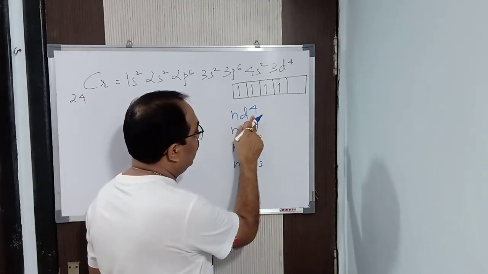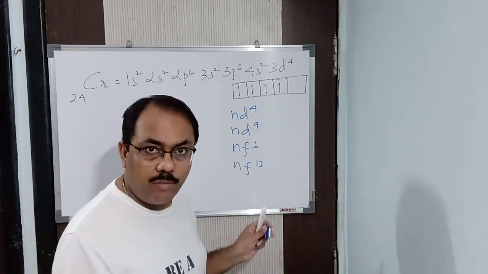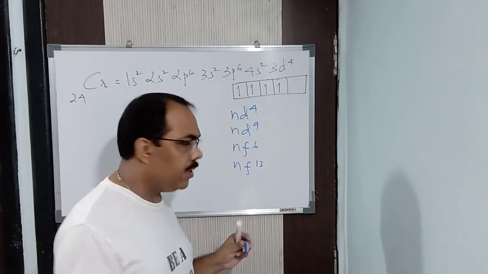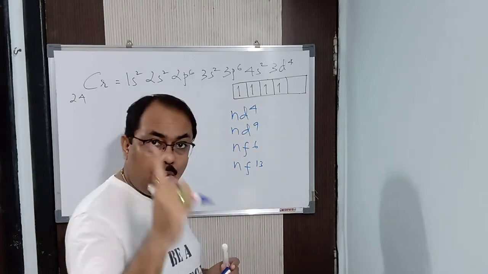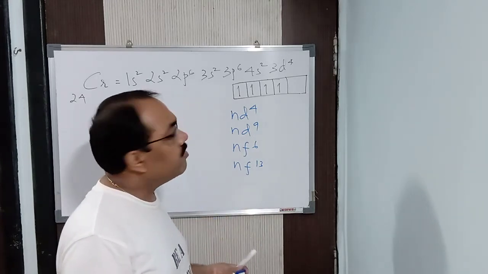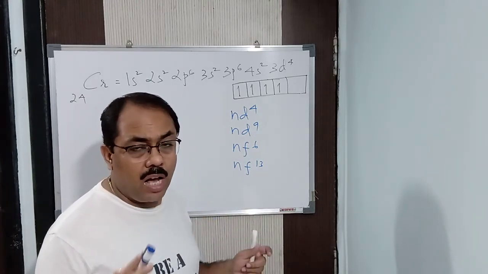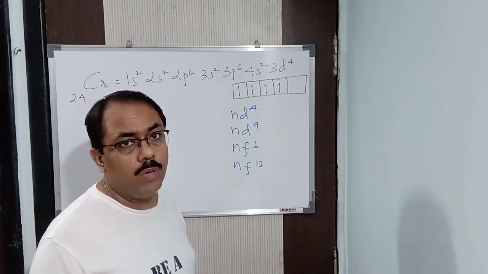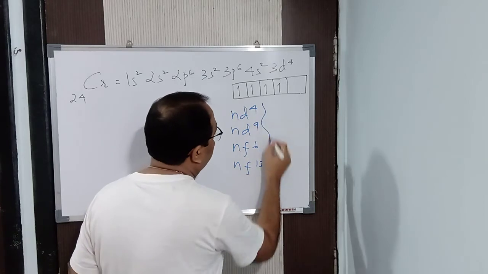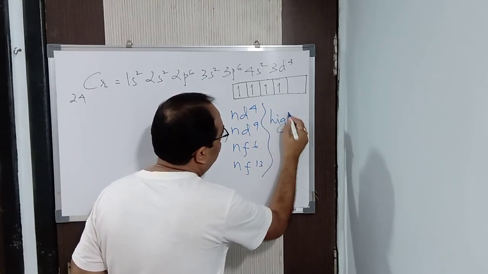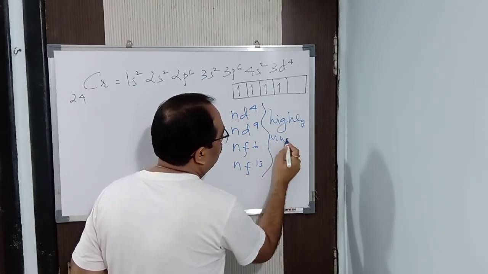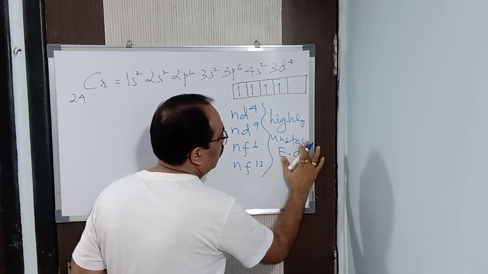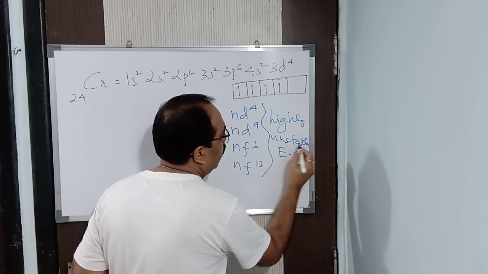Don't ask me, sir, what will happen in nd3, nd8? Nothing will happen. It will remain the same only. Here I am talking only about 1 electron less, mind it. If 1 electron is less for being half filled or fully filled, in case of D and F subshell, then it is considered to be a highly unstable electronic configuration.